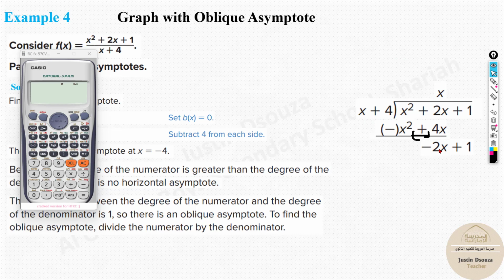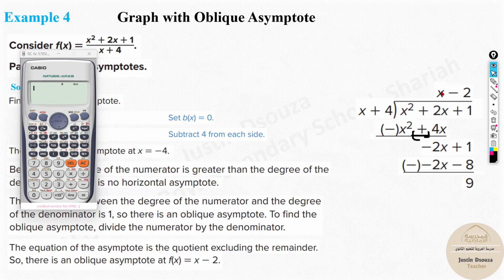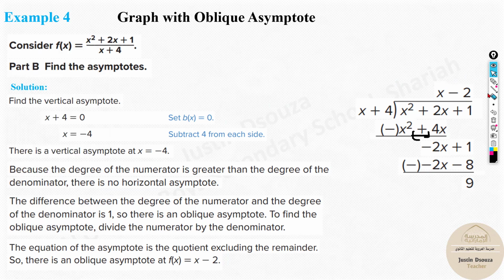What needs to be multiplied by x to get minus 2x? All you need is minus 2. So minus 2 times x is minus 2x here, and then 4 times minus 2 is minus 8. Cancel the first term. See, these terms cancel out. You will get only plus 9 because the sign changes here. Minus minus becomes plus. And the answer over here is only the quotient, nothing else. That is x minus 2. So the oblique asymptote is y equals x minus 2.